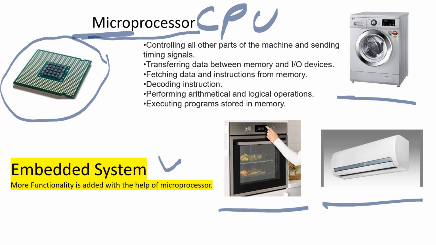Okay, so these are the major functions of a microprocessor, and you can easily analyze the difference between a mainframe and a microprocessor. Normally the terms microprocessor and embedded system come together. Basically it is used to perform one major function. The basic function of a microprocessor is fetching data and instructions from memory, decoding the instruction, all these things. But in an embedded system, it adds more functionality, or it makes the device smart.